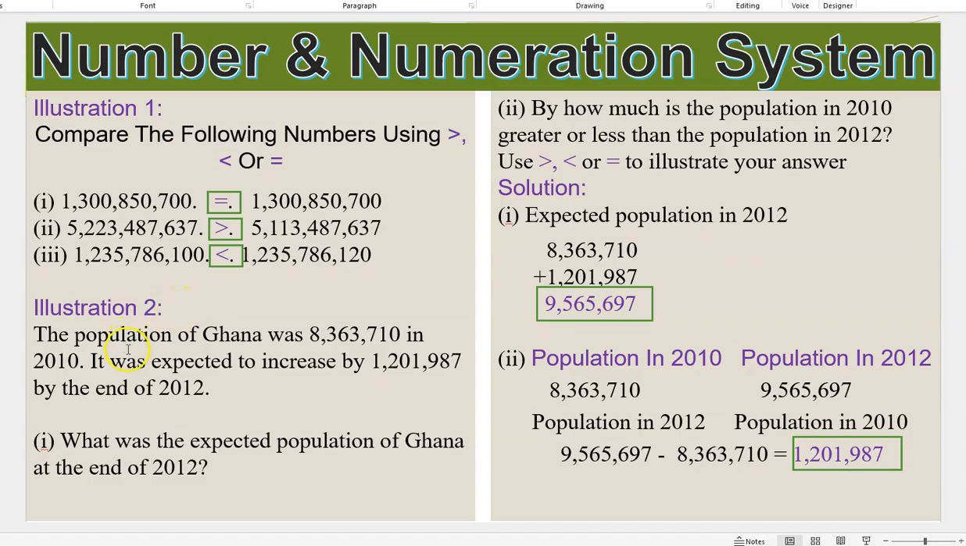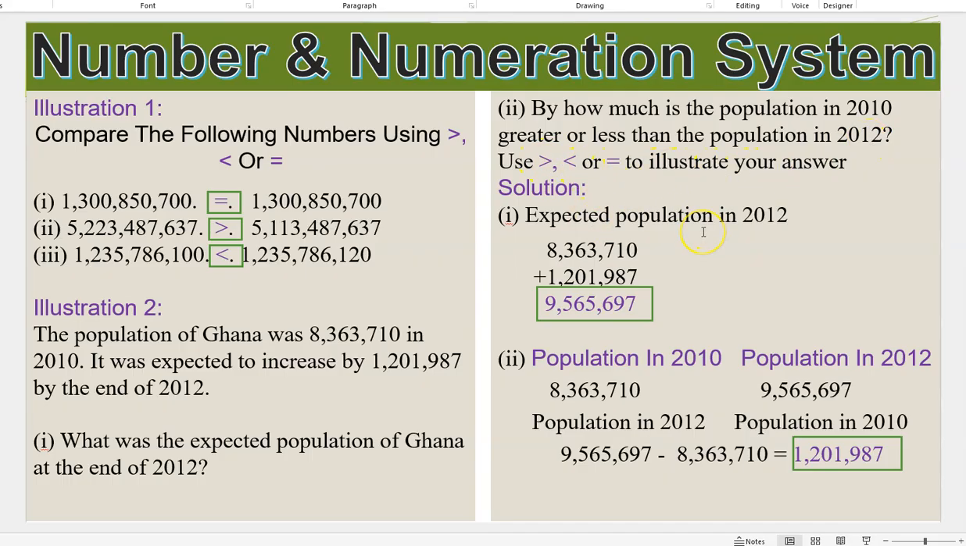Illustration 2. The population of Ghana was 8,363,710 in 2010. It was expected to increase by 1,201,987 by the end of 2012. What was the expected population of Ghana at the end of 2012? And the next question, by how much is the population in 2010 greater or less than the population in 2012? Use the symbol to illustrate your answer.